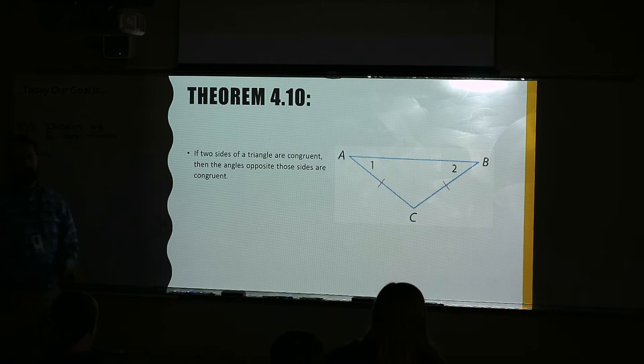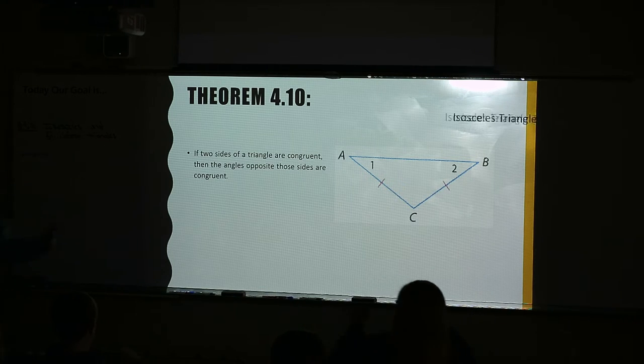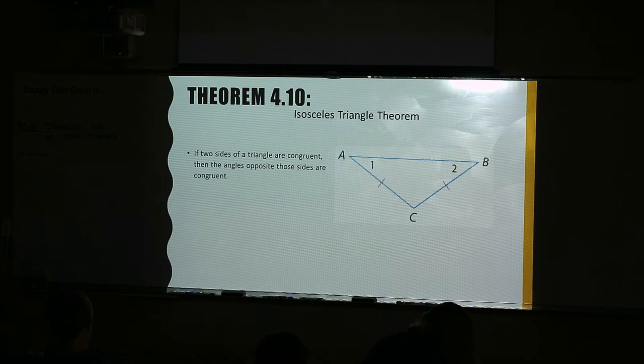Now, this one actually has a name. It is called the isosceles triangle theorem. It is the main theorem about isosceles triangles, that if two walls match, the two angles have to match, the base angles.